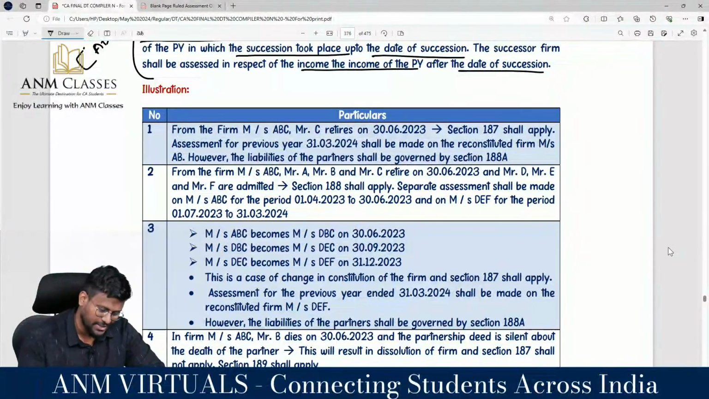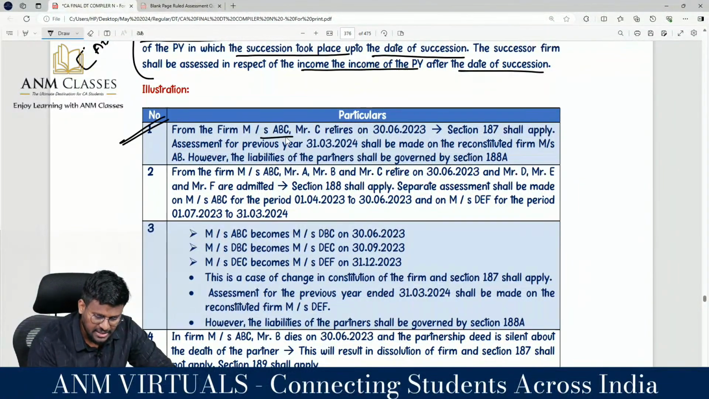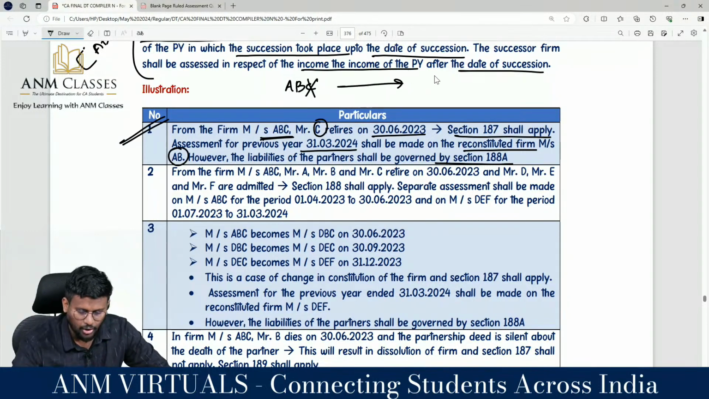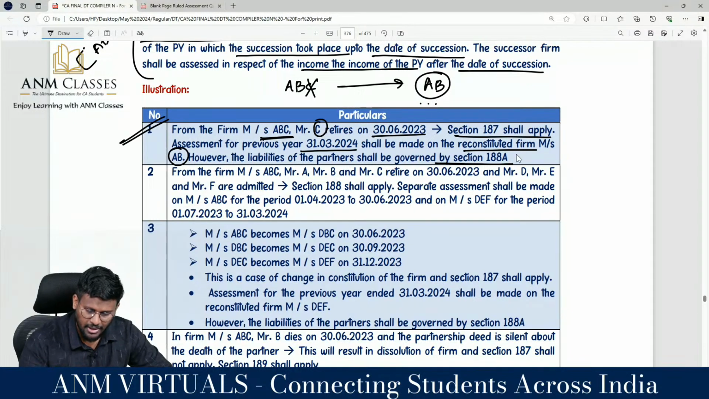What they are trying to say, I will give you examples. One. From the firm Mrs. ABC, C retired. So A, B, C was there and C retired on 3/6/2023. Section 187 shall apply. We are having 187 because there is a change in constitution of the firm. Assessment for the previous year 31/3/2024 shall be made on the reconstituted firm Mrs. AB. However, the liabilities of the partner shall be governed by 188A. So, while passing the assessment order, my dear lovable students, the assessment order will be passed on AB, but all the partners A, B and C are jointly and severally liable as per 188A.